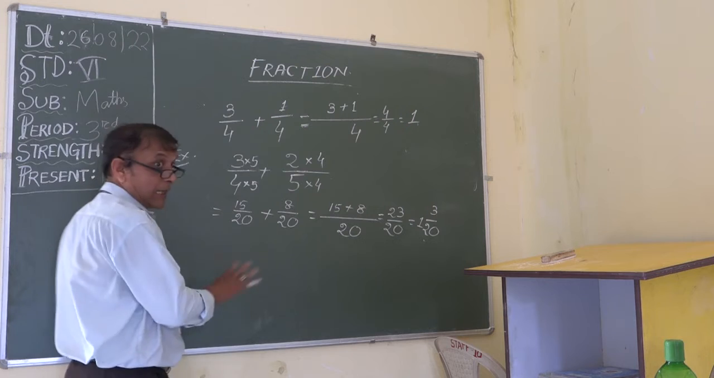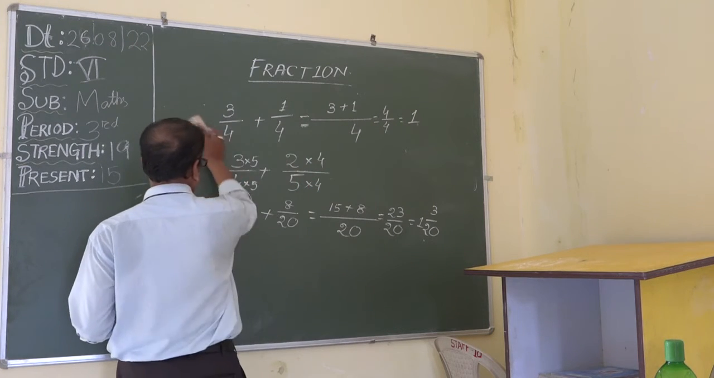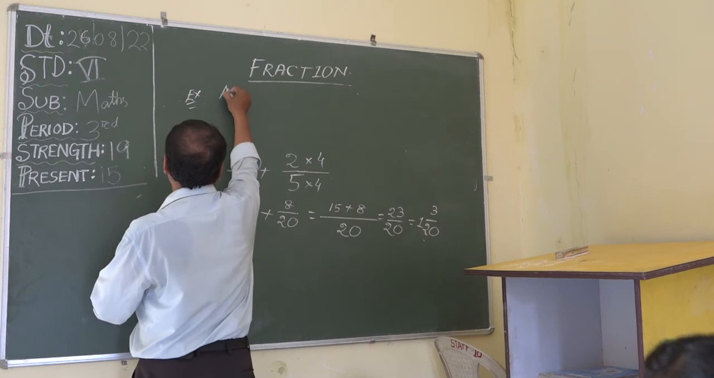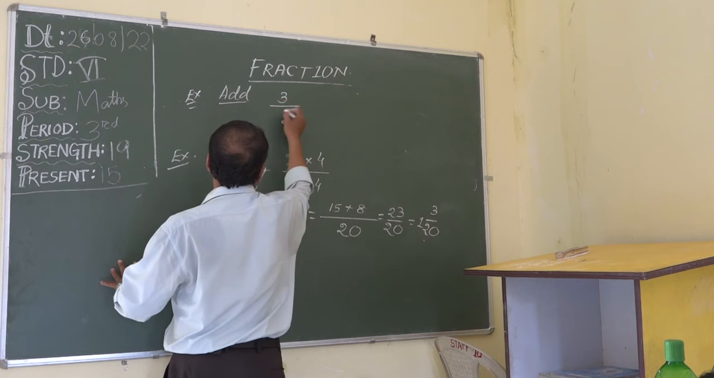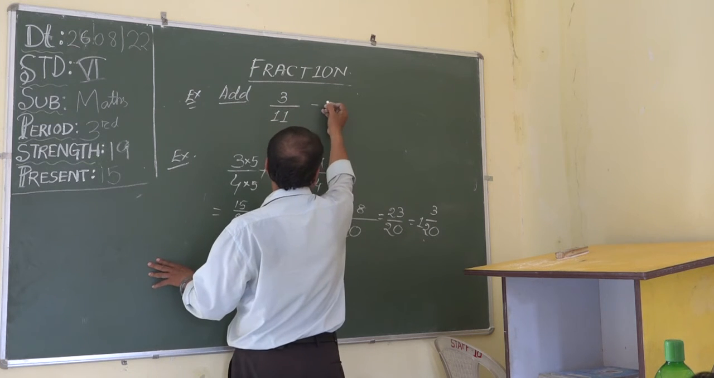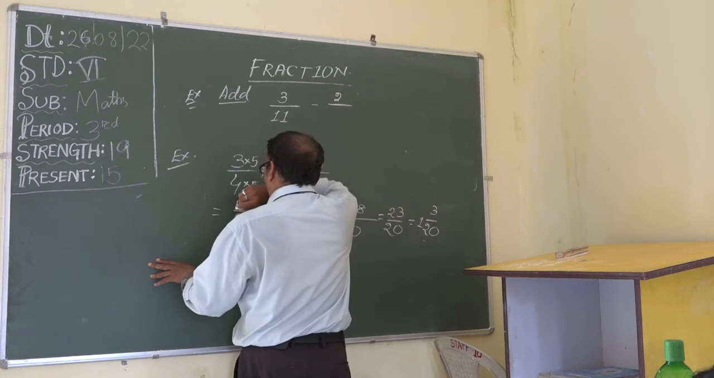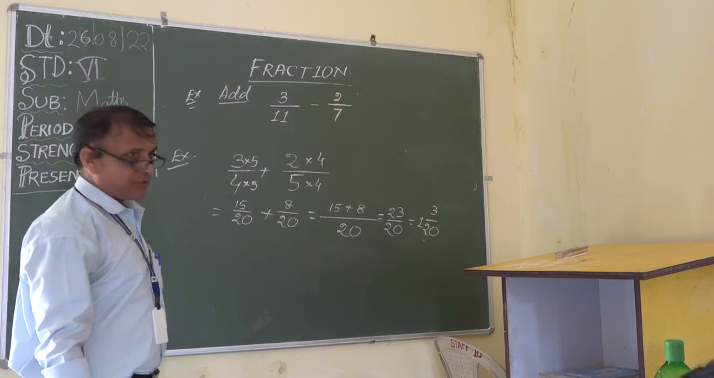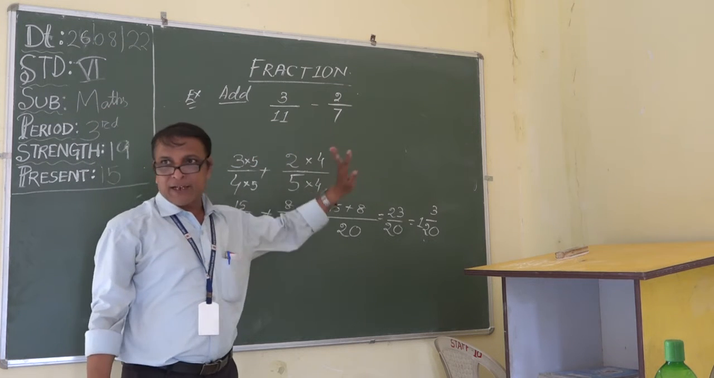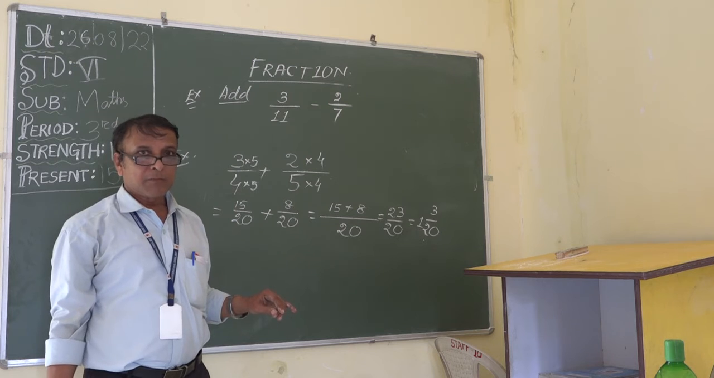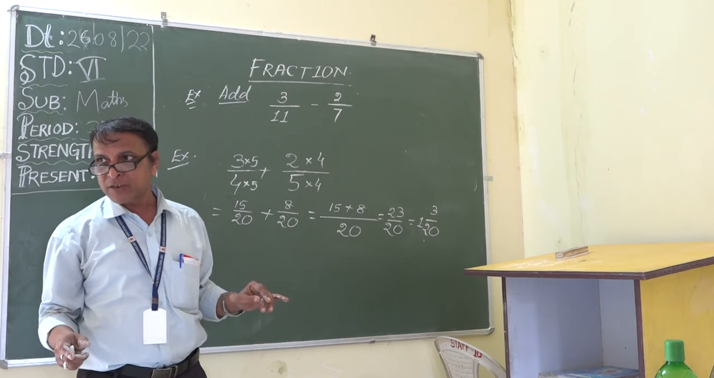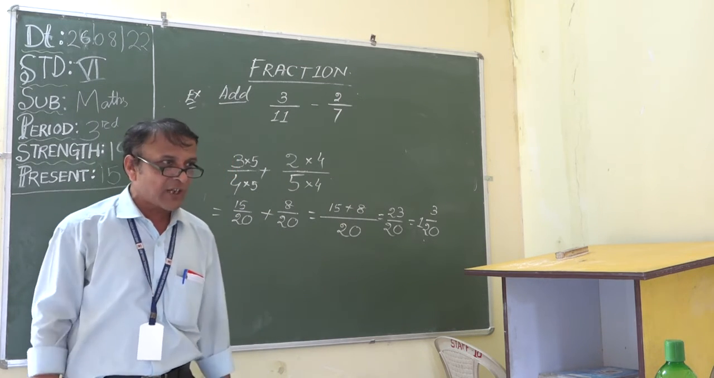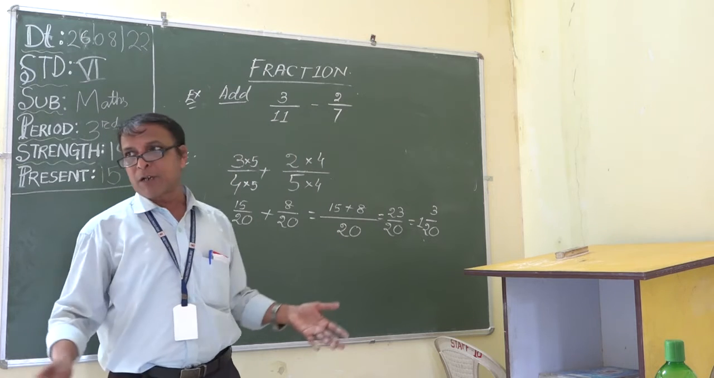Okay. Another last question I am just explaining to you. Write it properly. Question. Add 3 by 11 minus 2 by 7. 3 by 11 and 2 by 7. 11 and 7, both are prime numbers. You know what prime numbers are called? Yes, sir. Those numbers which are not divisible by any other number except 1 and itself are called prime numbers. These two, both are prime numbers.